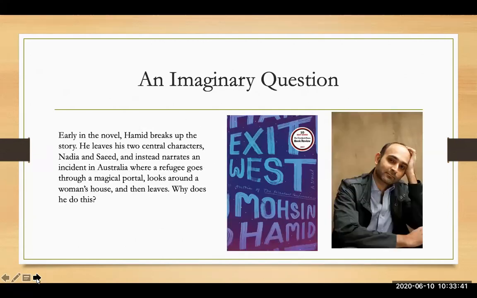So let's take an example. Let's take an imaginary question. Imagine that you were reading Exit West by Mohsin Hamid, and I asked you this question. Early in the novel, Hamid breaks up the story. He leaves his two central characters, Nadia and Saeed, and instead narrates an incident in Australia where a refugee goes through this magical portal, looks around a woman's house, and then leaves. Why does he do this? Narratively, that's a weird thing. You usually stick with your main characters.